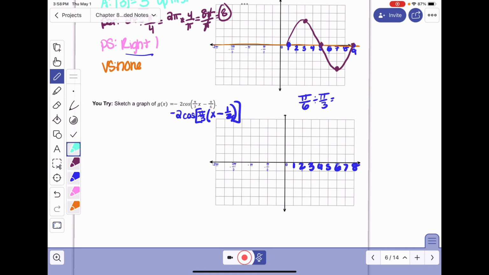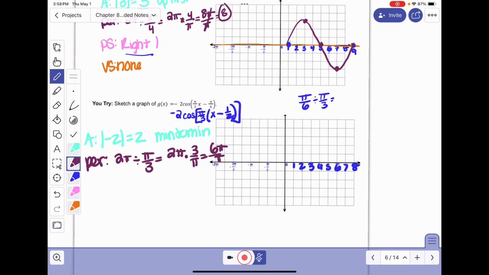All right, amplitude, absolute value of -2 is 2, and it's cosine, so we're going to go min to min. Period is 2 pi divided by pi over 3. So I get 6 pi over pi, which is 6. My phase shift is right 1/2. And there's no vertical shift. So our midline's still there.